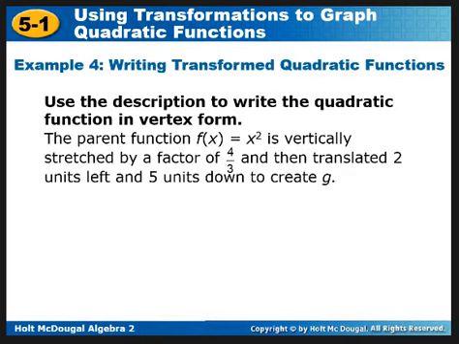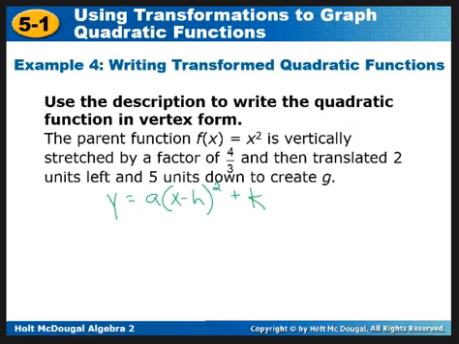Okay, so now what we're trying to do, similar to what we did last unit a little bit, is use a description to write the quadratic function in vertex form. So we're going to take what we know about this and apply the different transformations listed in the problem to that, and we're going to basically come up with a new function that we're going to call g. Okay, so we're going to take that parent function and vertically stretch it by a factor of 4/3. Then we're going to translate it 2 units to the left, and then 5 units down.